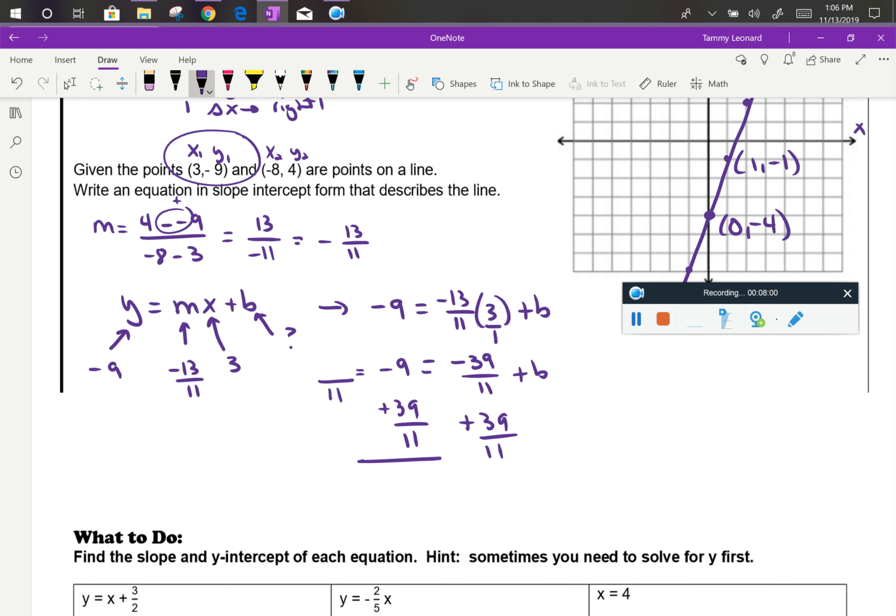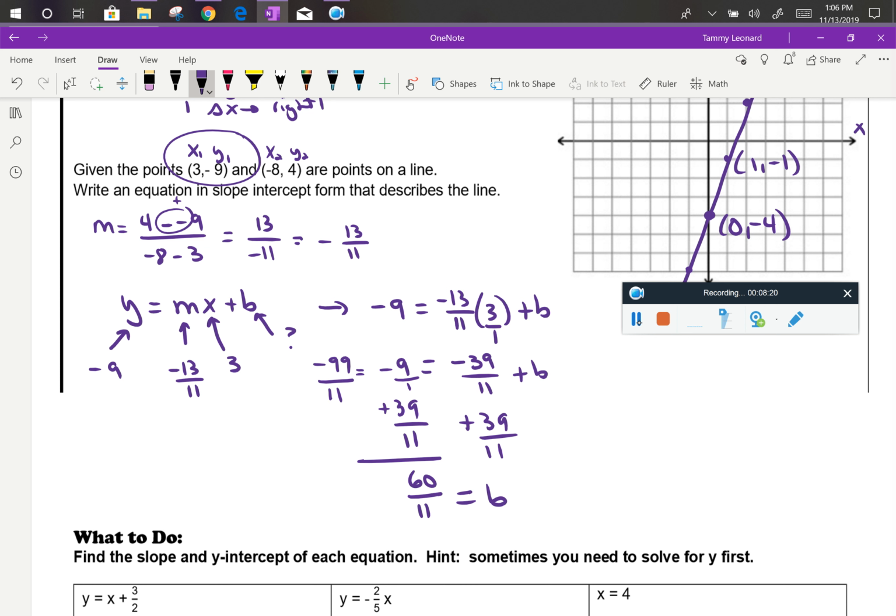-9, if I want it to be over 11 instead of over 1, I would have to do 1 times 11. So -9 times 11 is -99/11. Plus the 39/11 will leave me with 60/11. That is a pretty unusual y-intercept, but it is what we have this time.